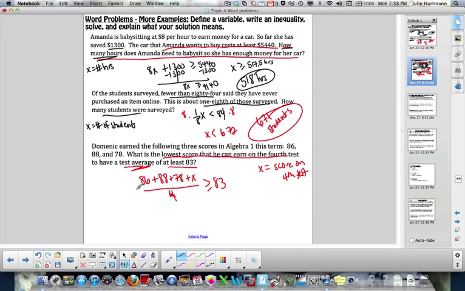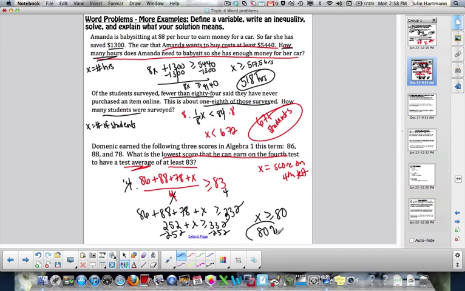Okay? To solve that, we multiply both sides by 4. The 4's cancel. 86 plus 88 plus 78 plus x is greater than or equal to 332. 86 plus 88 plus 78 adds up to 252. Minus the 252, and you get x is greater than or equal to 80. So here's the lowest score he can earn on the fourth test, an 80%. Okay, and that's how I figure that out.